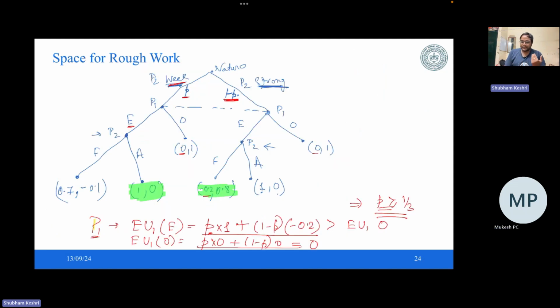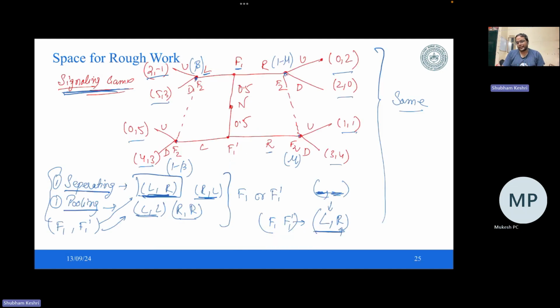So that is signaling. In screening, it is from the view of the recruiter. The recruiter doesn't know if I am a weak student or a strong student, so he will try to do something. In this example, player one, the entrant, will try to understand the type of the incumbent. The interviewer will do some action so that he can filter or screen the student. So that is where signaling and screening come into play.